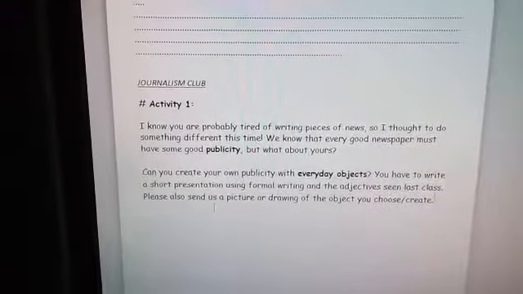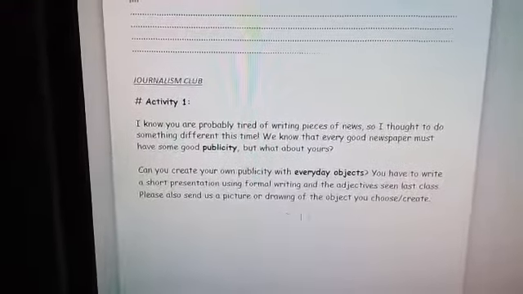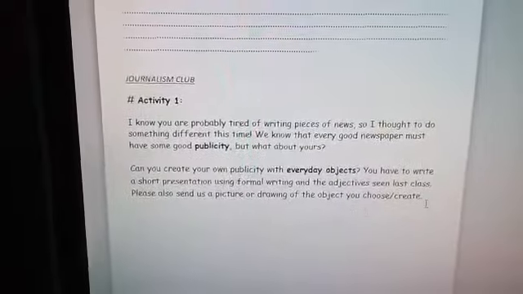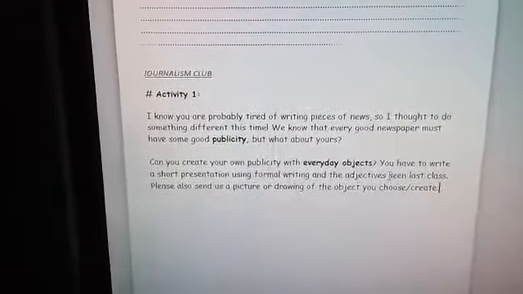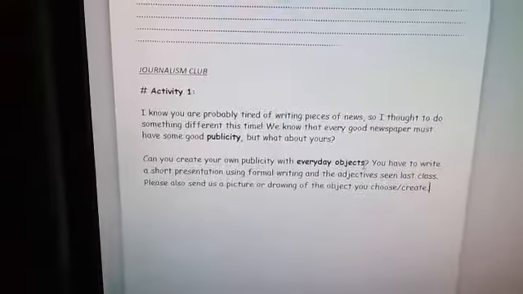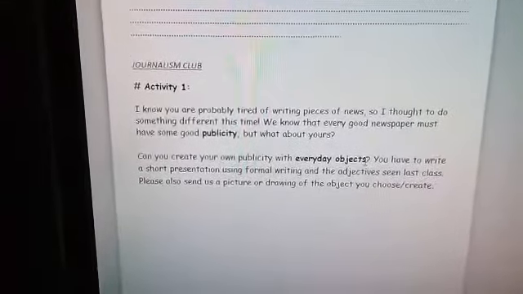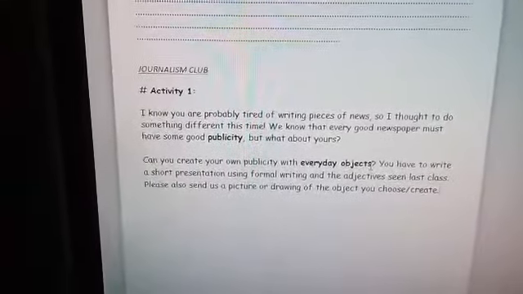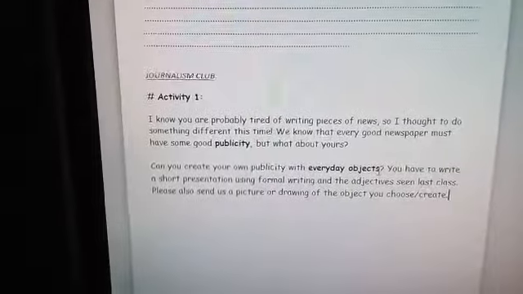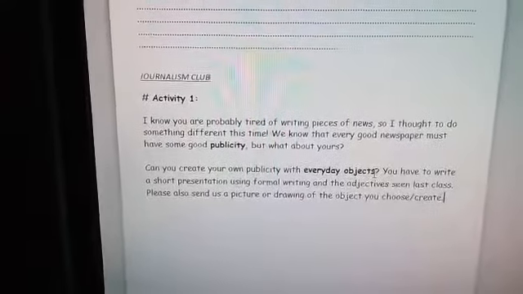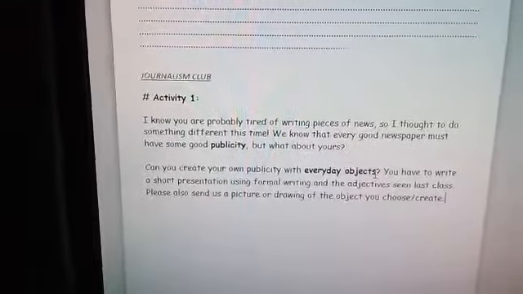Please send us a picture or drawing of the object you choose or create. You only have to take a pic and write a short recommendation, a short presentation using formal writing about the object you choose.